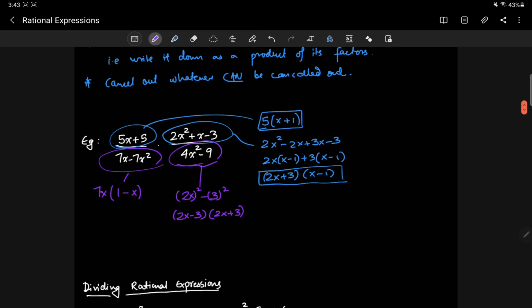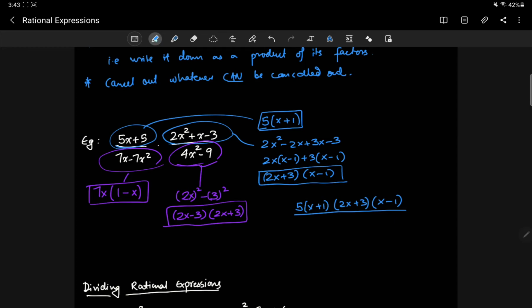Okay, now that everything is factored and written in the simplest possible form, we rewrite the whole thing. So the whole thing becomes 5 times (x + 1) times (2x + 3) times (x - 1) divided by all the denominator terms, which is 7x times (1 - x) times (2x - 3) times (2x + 3).